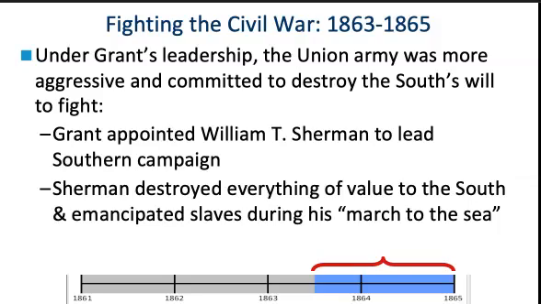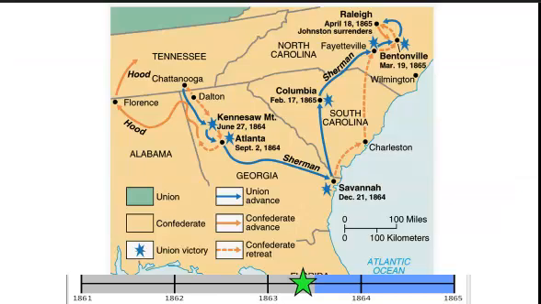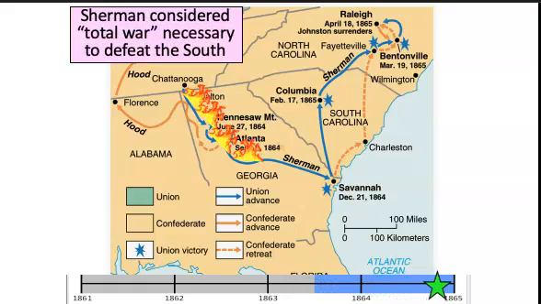Now, under Grant's leadership, the Union Army is more aggressive and committed to destroying the South's will to fight. He's going to appoint William Tecumseh Sherman to lead the Southern campaign, and Sherman is going to lead that campaign and destroy everything of value in the South and emancipate slaves during his march to the sea. Now, Sherman is going to view total war as necessary to defeat the South.